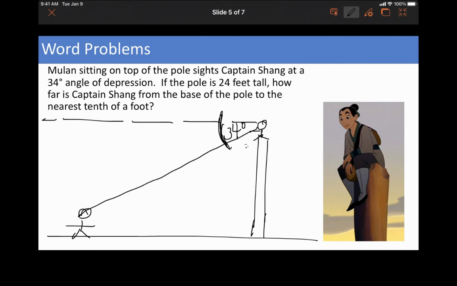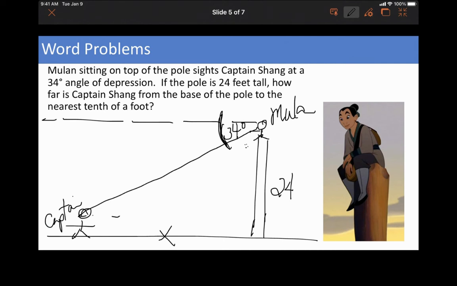The pole is 24 feet tall. How far is Captain Zhang from the base of the pole? Well, where's the base of the pole? He's here. So Mulan's here, and he's here. Captain. Okay. And there's your question. I didn't even leave any room to do the problem. All right, so what do we know?